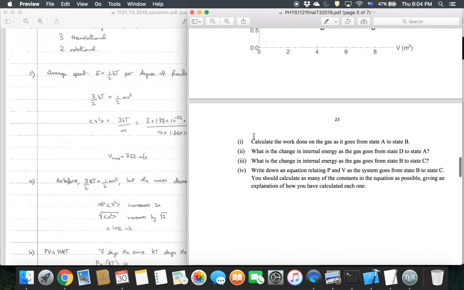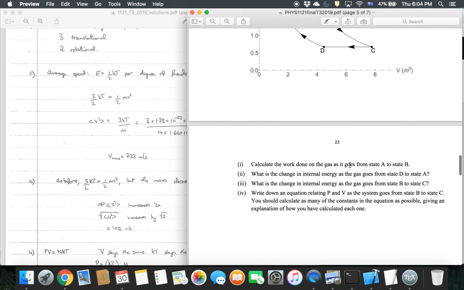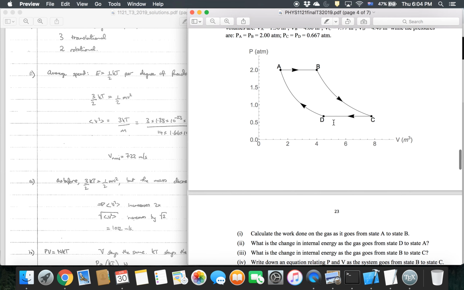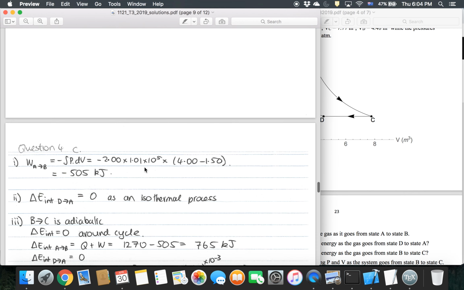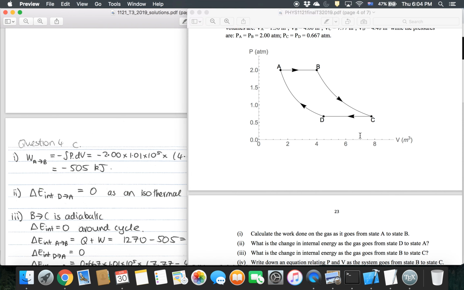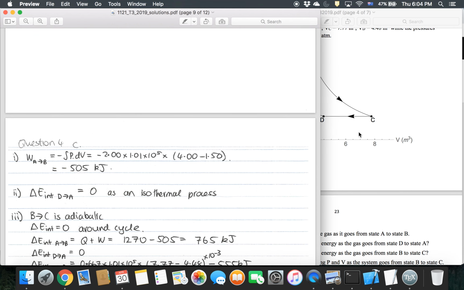Okay, for part one, calculate the work done on the gas as it goes from state A to state B. So the work done, you know the equations, like, integrate P dV. But if you think about it, if you have a straight pressure line, then the integral is just asking for the area under this curve, which is a rectangle. So you don't go on and actually do the integral. Well, you can, but it would just be taking longer than necessary. Just work out the area of a rectangle.